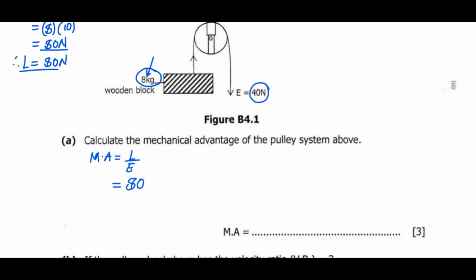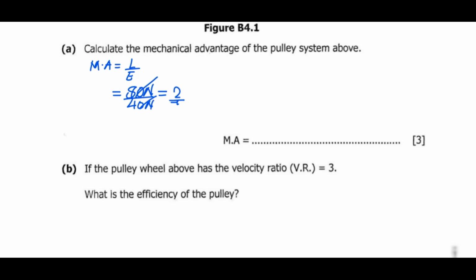So say 80 newtons divided by 40 newtons. If we cancel this, our mechanical advantage will just be 2. It's a ratio, no units must be there.